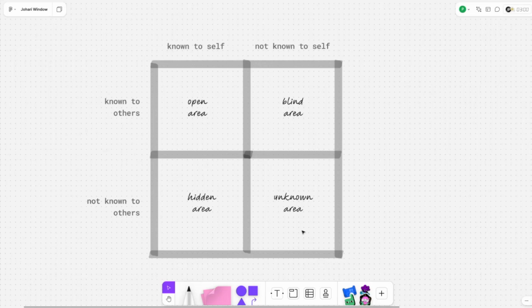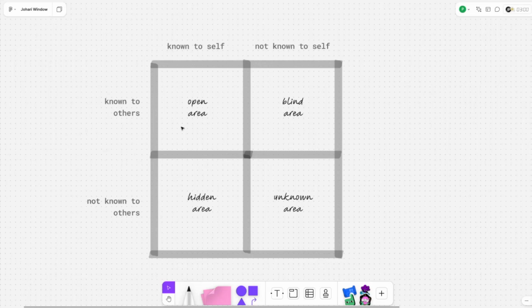So let's take an example. We'll start with known to self and known to others. Let's say there is a person who is very social, loves to go out, very adventurous, loves to travel. These are things that this person knows about himself or herself. And this is also shared with others because we have all observed this person. They put this on social media when they are traveling, so we know they are enthusiastic about this. It's in the open area.